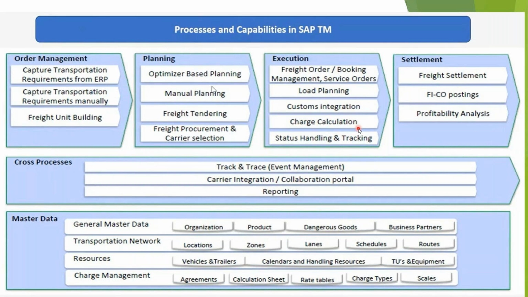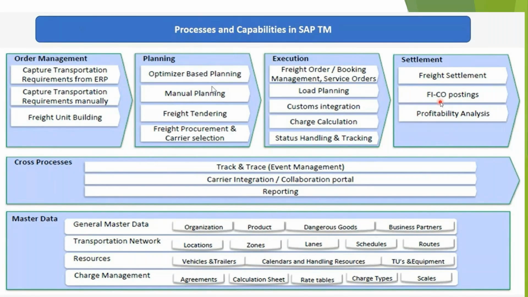Once everything is done, you do a settlement process, which is part of your freight settlement, and then you do financial and controlling postings, FICO postings and all, and then you do a freight posting. It depends, like if it is an intercompany STO kind of thing, on whose responsibility the freight cost is, based upon your outline agreements.